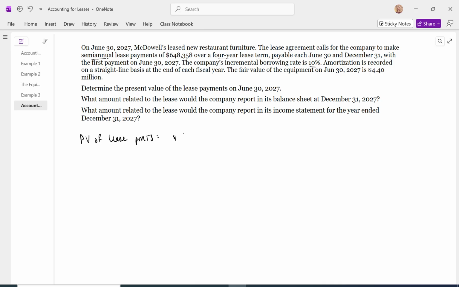Each lease payment is for $648,358. We need to multiply this by the present value factor for an annuity due. Remember, we use the annuity due when the payments are at the beginning of the period. And even though it's the 30th of the month, this is the beginning of the period because it's on the lease inception date, which is when you make your first payment.